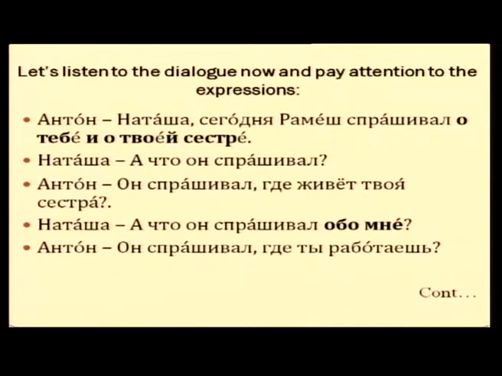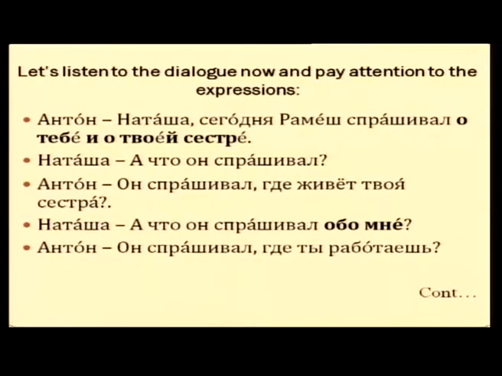Let us pay attention to the next dialogue. Наташа, а что он спрашивал? Антон, он спрашивал, где живет твоя сестра. Here, if we pay attention to the construction, we are discussing the usage of жить. А что он спрашивал? Он спрашивал, где живет твоя сестра. So accordingly, the usage of где as well as о чём and о ком are used together.